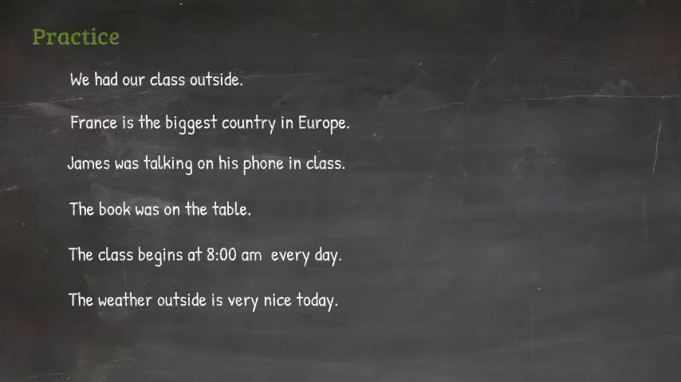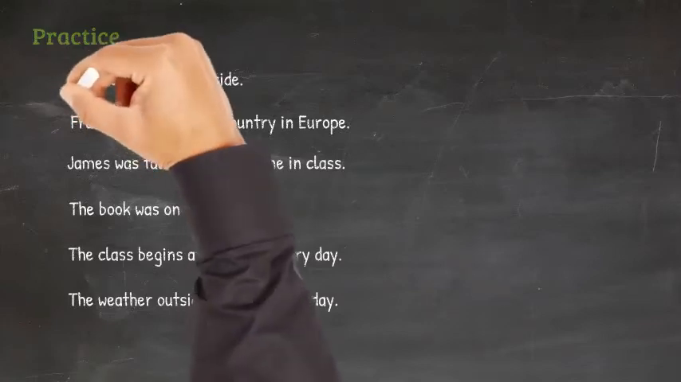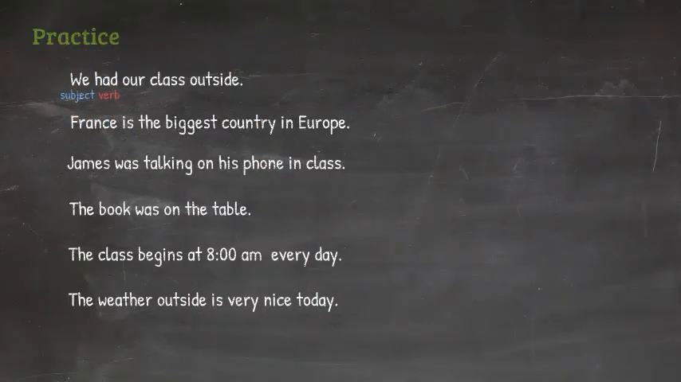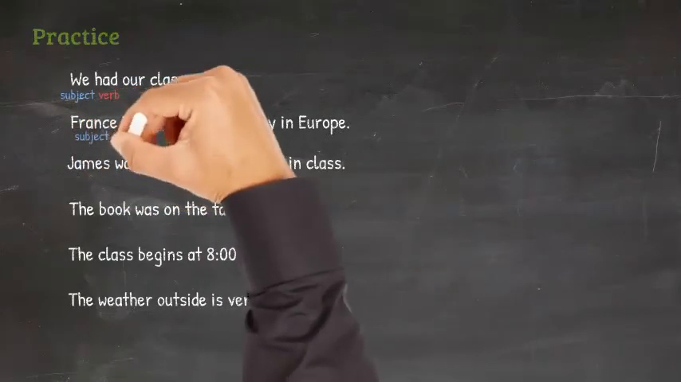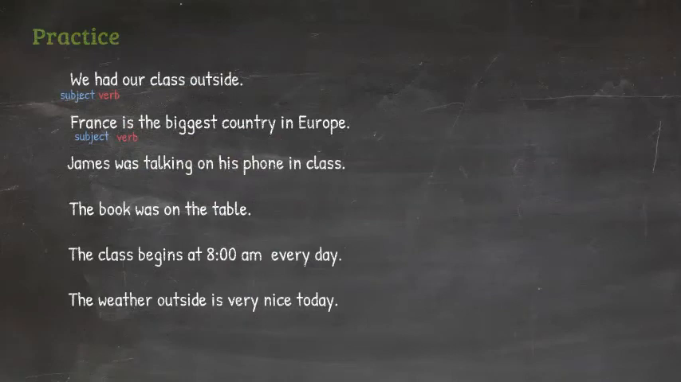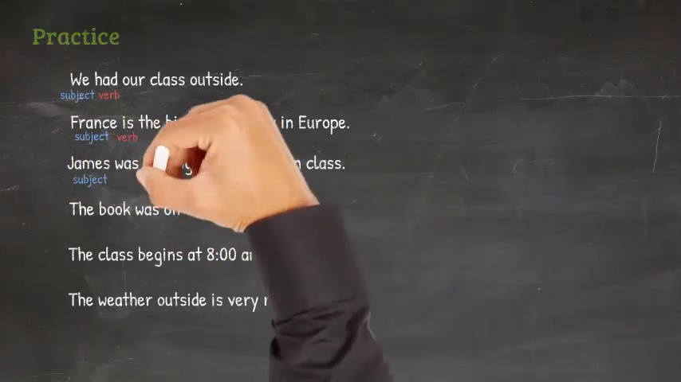Number 1, we had our class outside. We is the subject, had is the verb. Number 2, France is the biggest country in Europe. France is the subject, is is the verb. Number 3, James was talking on his phone in class. James is the subject, was talking is the verb.